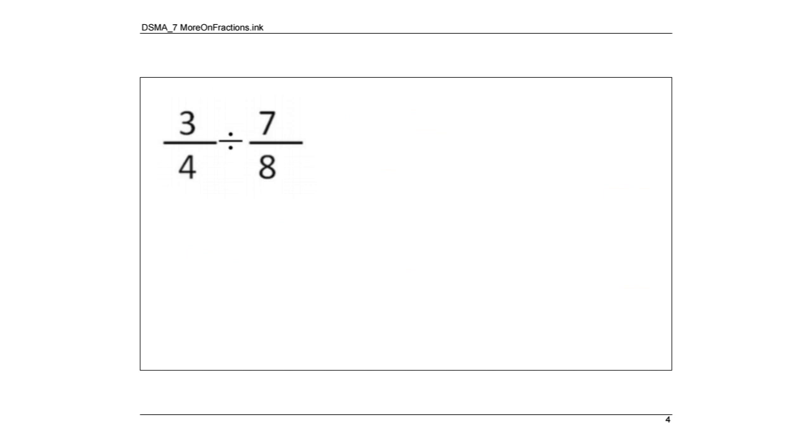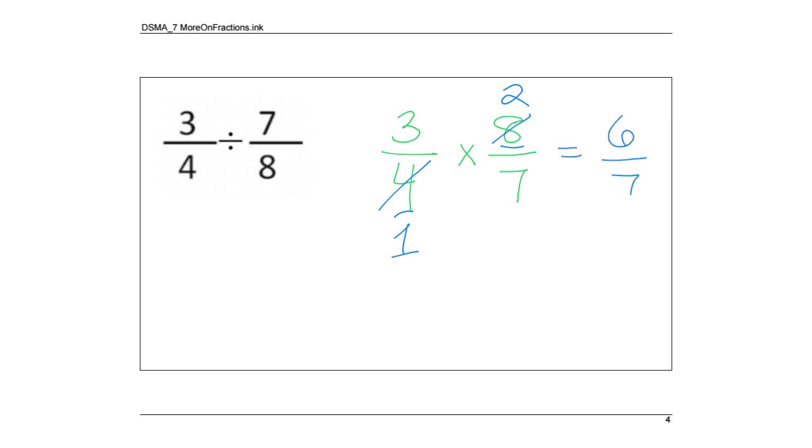Okay, let's look at another division. So we're going to keep the first fraction. We're going to change the division to multiplication. We're going to flip or find the reciprocal of the second fraction. And now we're going to go ahead and multiply. But I do notice that I can reduce a little bit because 4 goes into both 4 and 8. So 4 goes into 4 one time, 4 goes into 8 2 times. And then if I multiply across, I get 6/7.